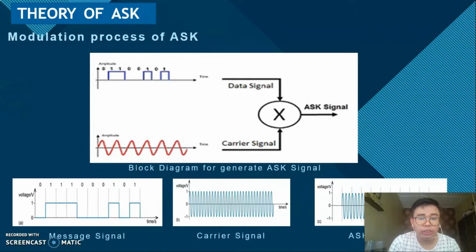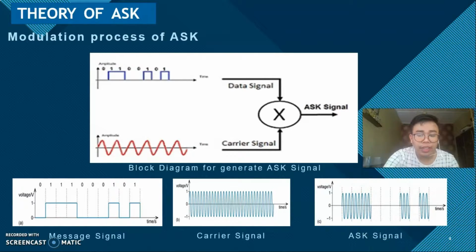In the modulation process of ASK, we have the data signal, carrier signal, and also the ASK signal. We can see the data signal will multiply with the carrier signal to produce an ASK signal. So, this is an example of a message signal, an example of a carrier signal, and also an example of an ASK signal.